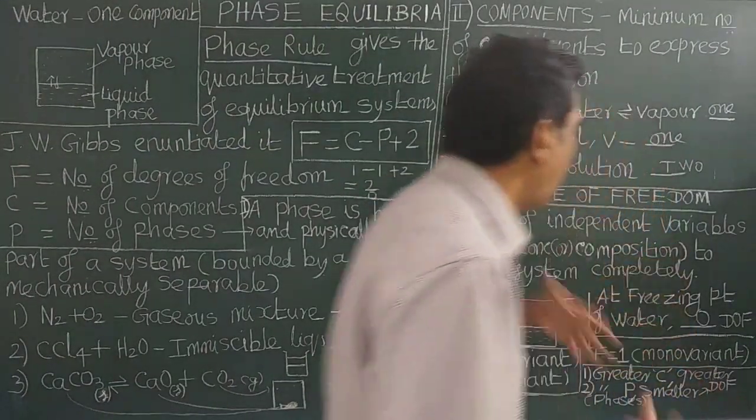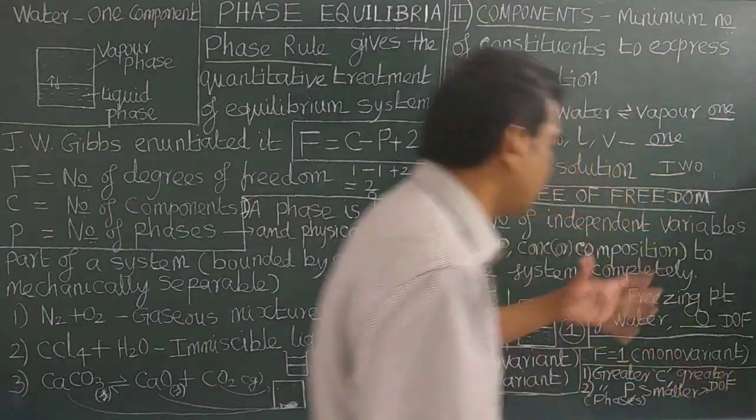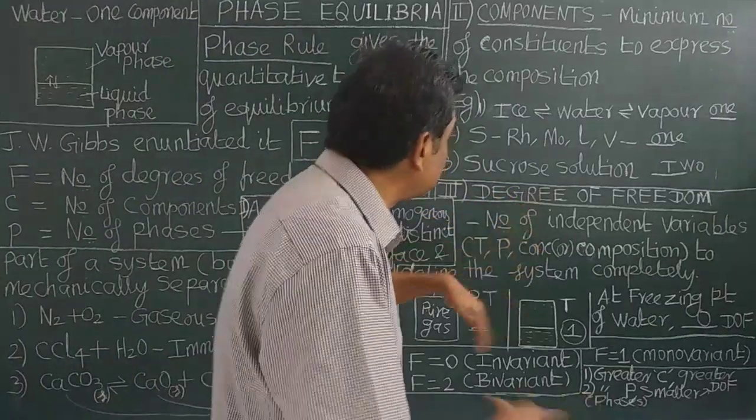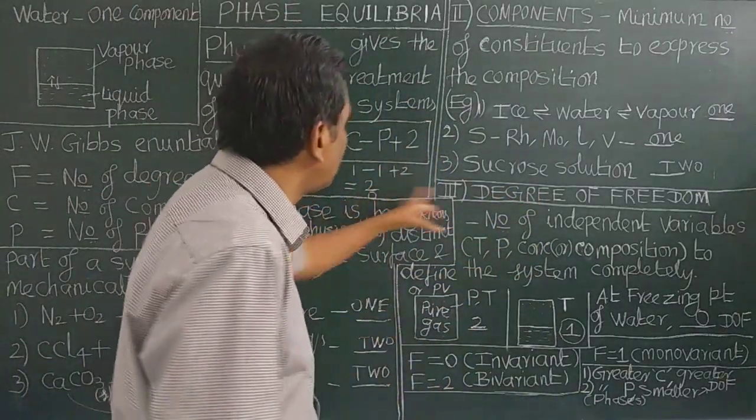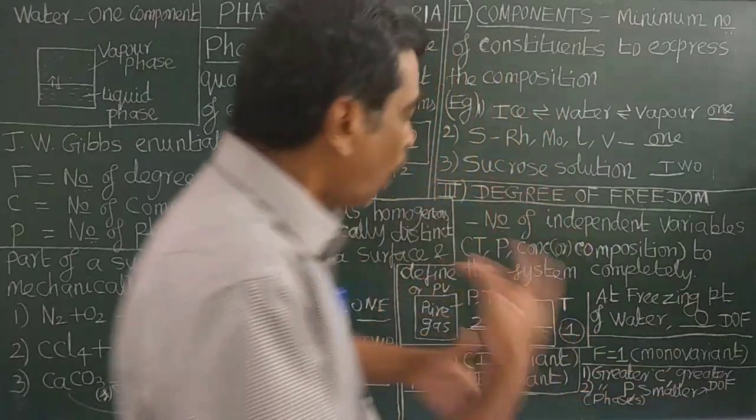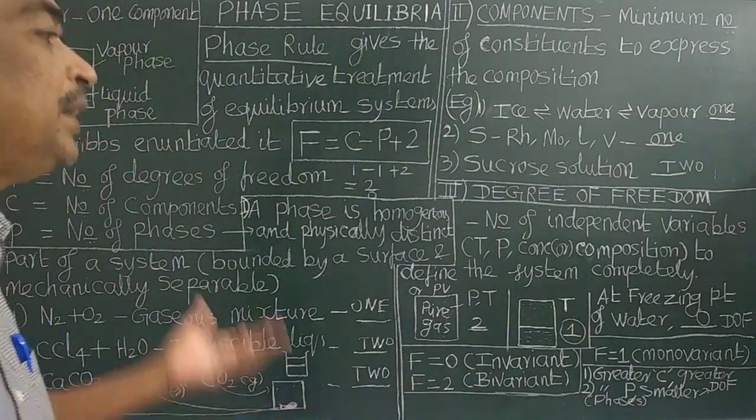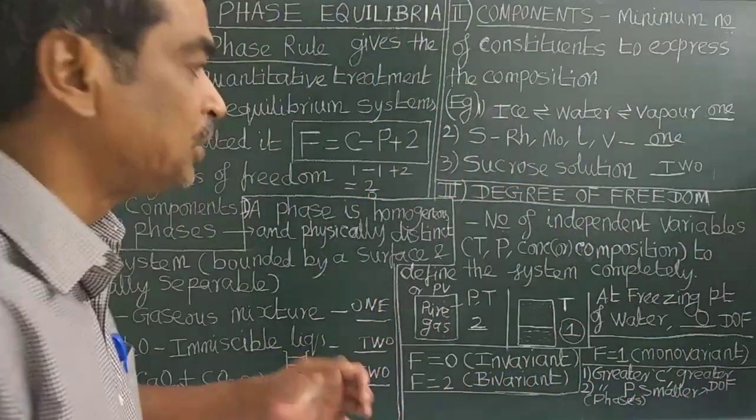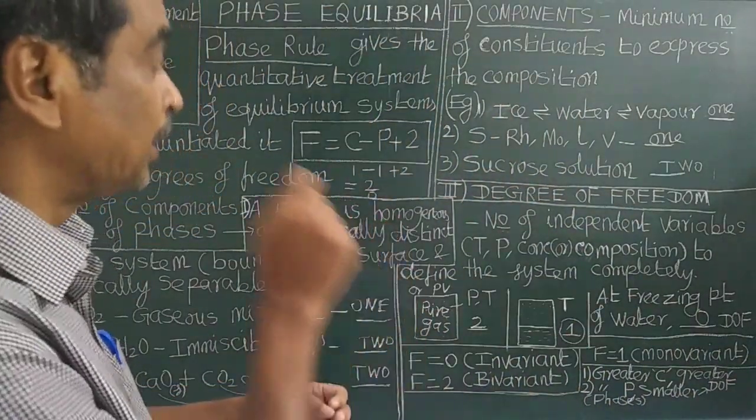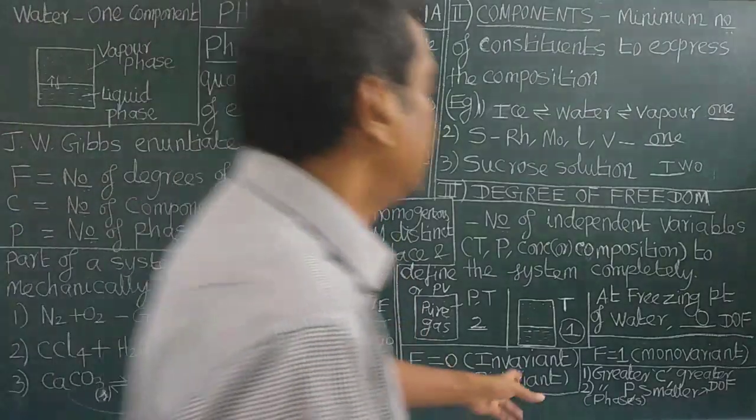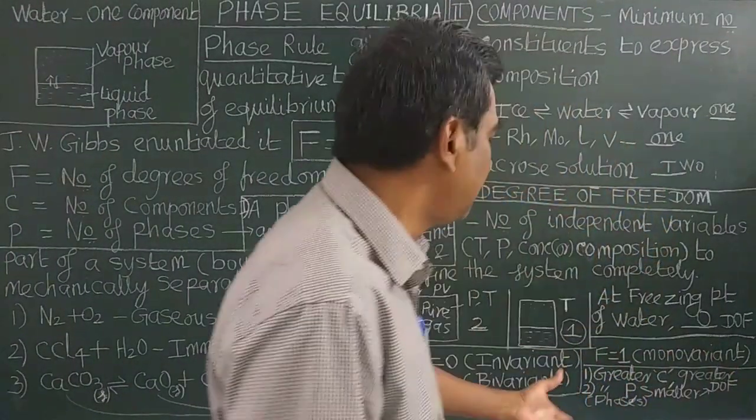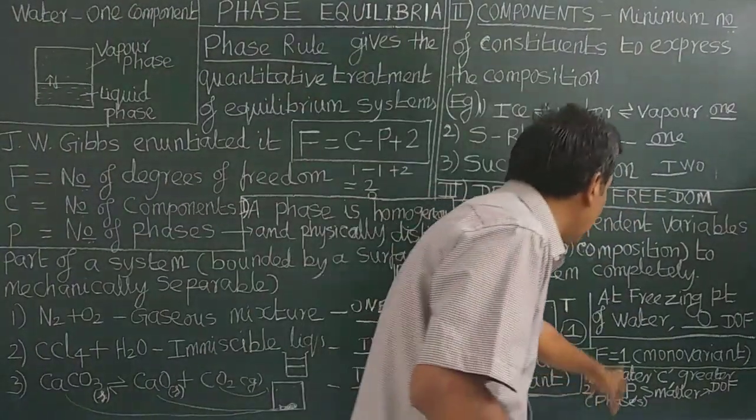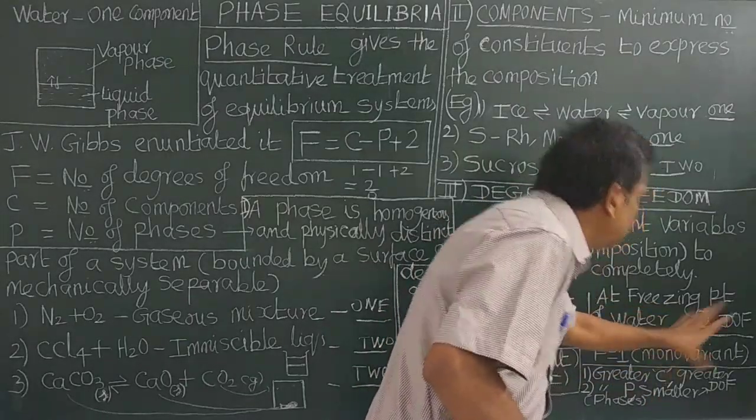Now, this is very important. What is the effect of the number of components on the degree of freedom? What is the effect of the number of phases on the degree of freedom? The greater the components, the greater the degree of freedom, because composition will be there. So you will need to define the concentration of each constituent, each component. So the greater the components, the greater the degrees of freedom. Whereas on the other hand, the greater the number of phases, the smaller is the degree of freedom.